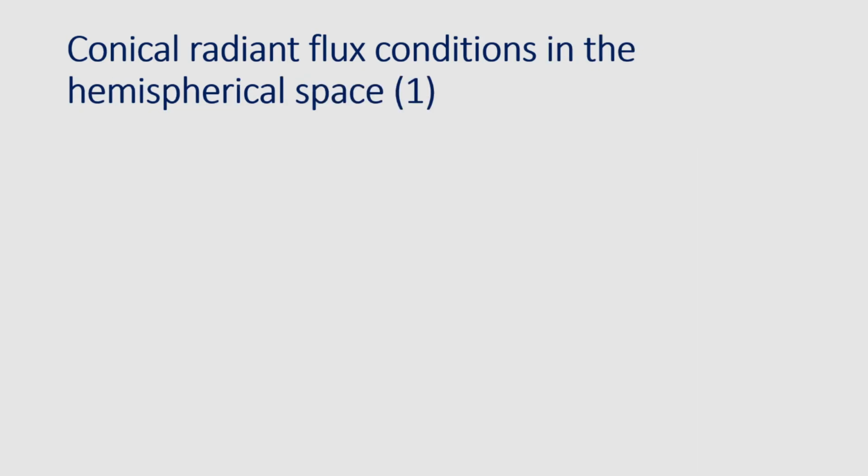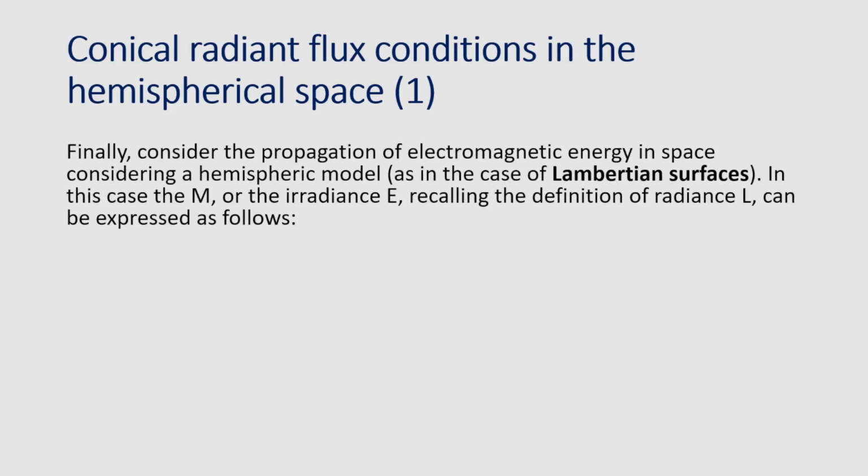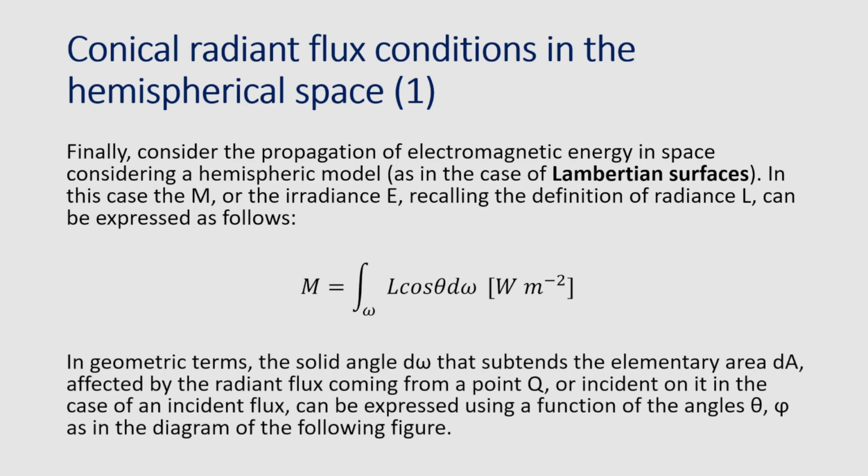Conical radiant flux conditions in the hemispherical space, 1. Finally, consider the propagation of electromagnetic energy in space considering a hemispheric model, as in the case of Lambertian surfaces. In this case the M, or the irradiance E, recalling the definition of radiance L, can be expressed as follows. In geometric terms, the solid angle dΩ that subtends the elementary area dA, affected by the radiant flux coming from a point Q, or incident on it in the case of an incident flux, can be expressed using a function of the angles θ, φ as in the diagram of the following figure.